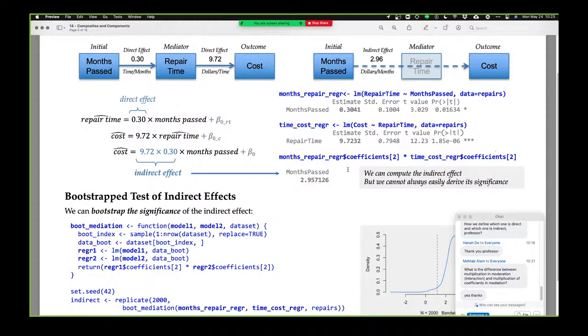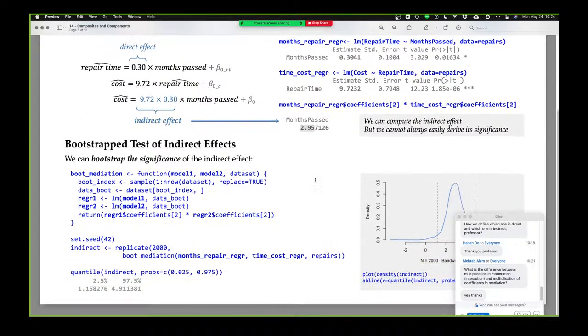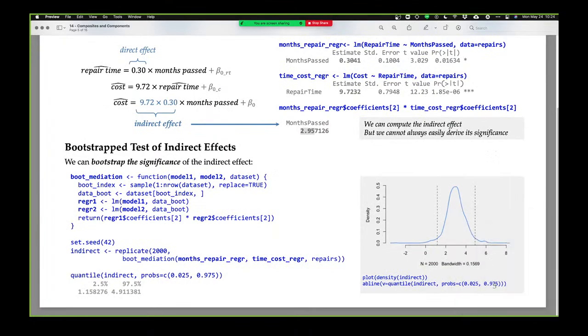All right. So if we want to find out how 2.95 varies, like 2.95 is for my sample, how would it be different for other samples? Well, we can go back to our good old-fashioned trick, the bootstrap. And let me show you what the bootstrap would do for us.